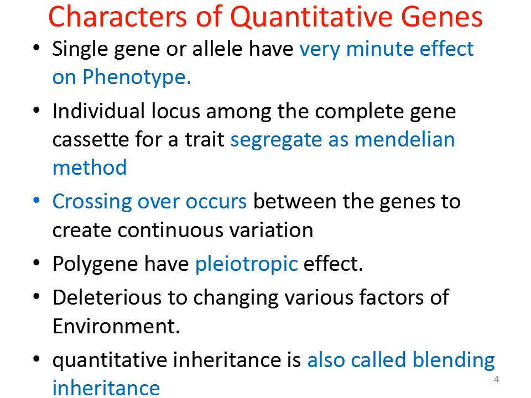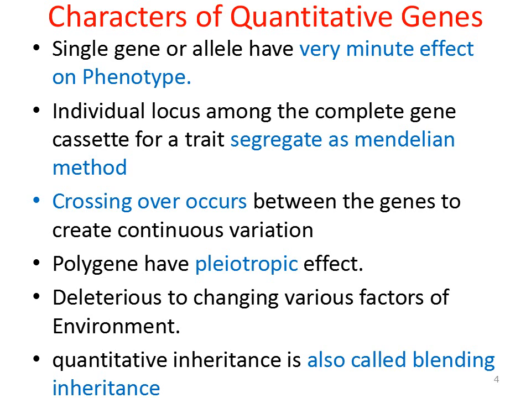The phenotype is due to the cumulative effect of all the genes which are involved for the translation of a particular trait. And second, each individual locus among the complete gene cassette for a trait segregates by the Mendelian method. If you are talking about a single gene, it will follow the monohybrid condition of Mendelism. It means the law of segregation. They will segregate as per the Mendelian law of segregation.